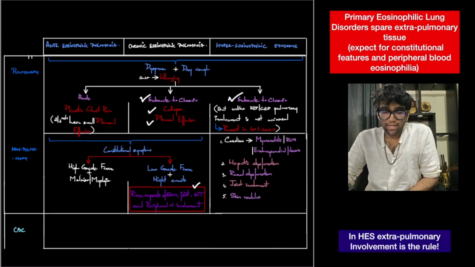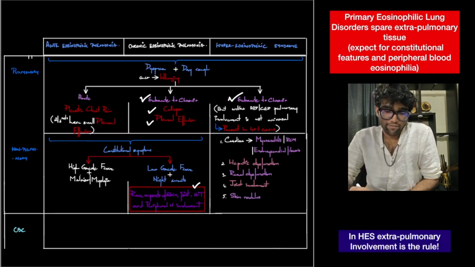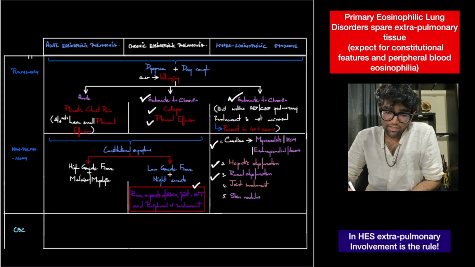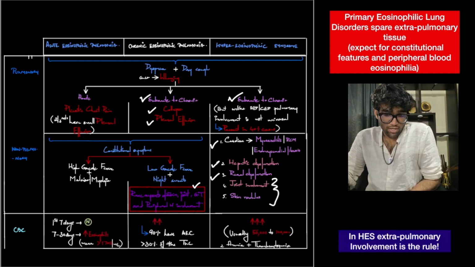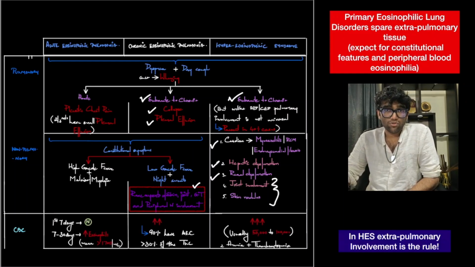Hypereosinophilic syndrome, on the other hand, characteristically has other parenchymal organ involvement. So you may have cardiac involvement in the form of myocarditis, endomyocardial fibrosis, or restrictive cardiomyopathy. You may have hepatic involvement and renal involvement, and there may be joint involvement in the form of arthropathy or arthritis and skin nodulosis. The peripheral blood in all cases shows eosinophilia.